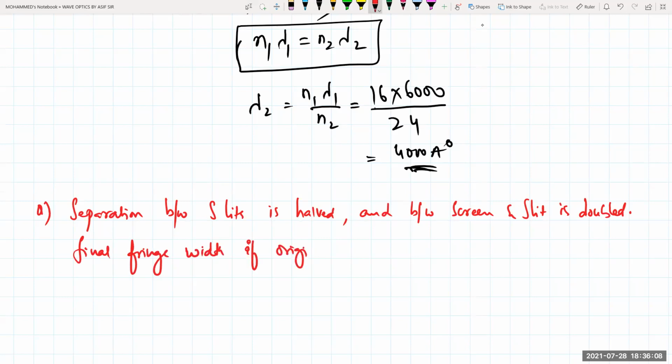if the original is W? I'll give the options. First option is W, second one is 9W, third one is 4W, and fourth one is 2W. Right? Direct question.